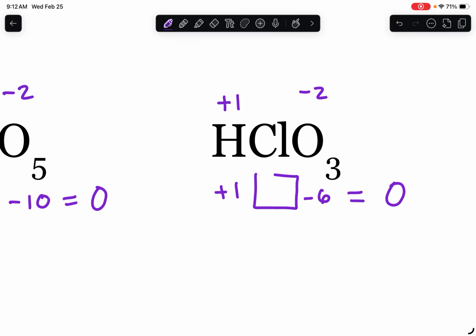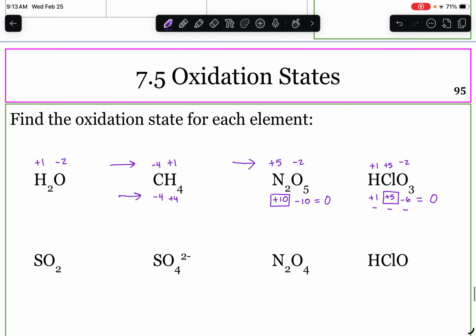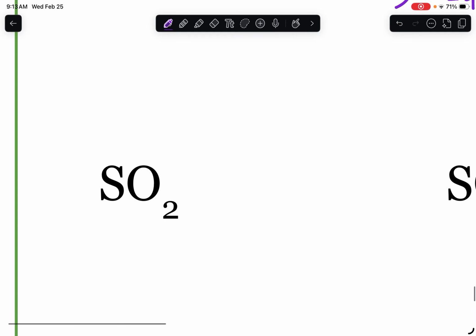Then use a little bit of algebra here. What is the oxidation state of chlorine? Well, that better be +5 so that we have a +1, a +5, with a -6, and that equals 0 altogether. There's only one chlorine, so that one chlorine has an oxidation state of +5. See if you can solve this problem, finding the oxidation states for each element.